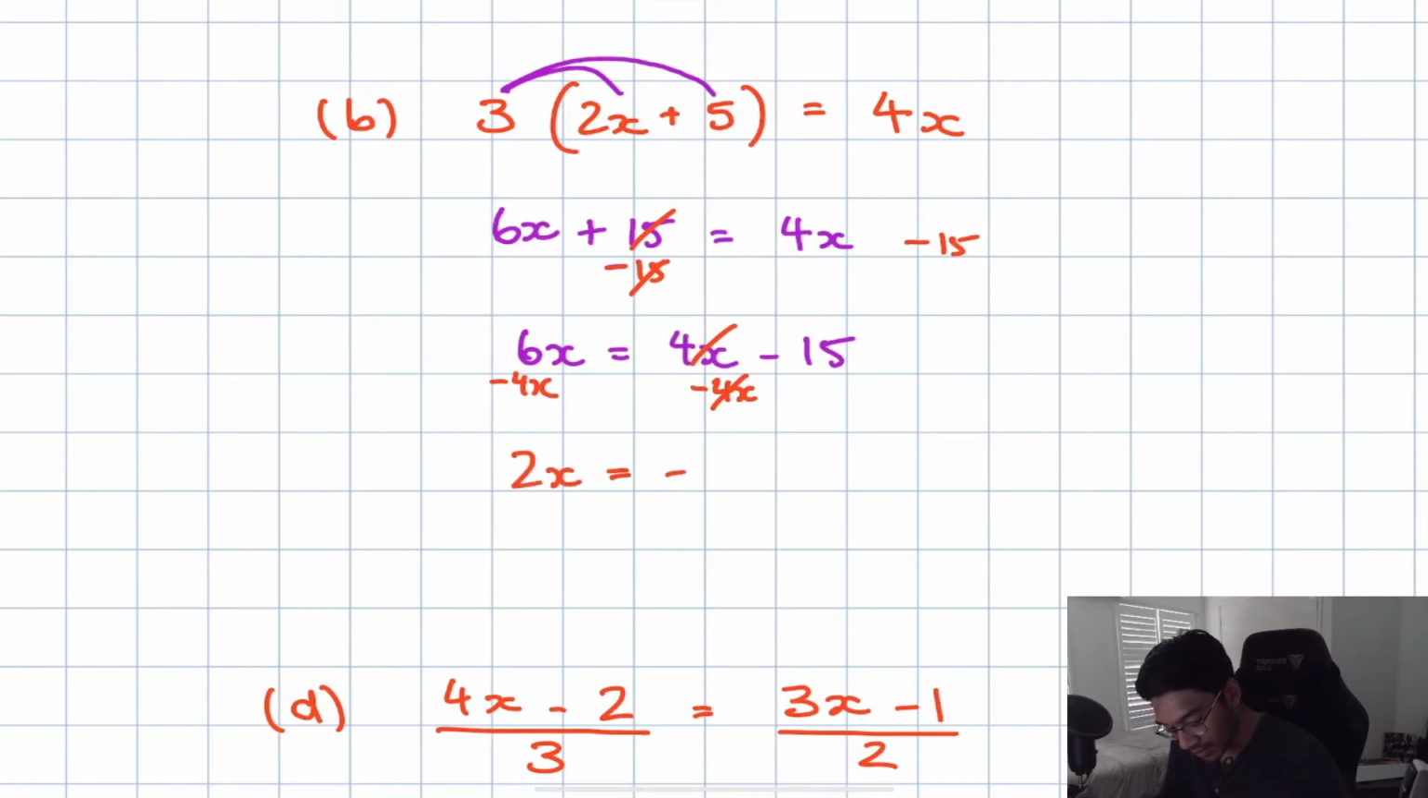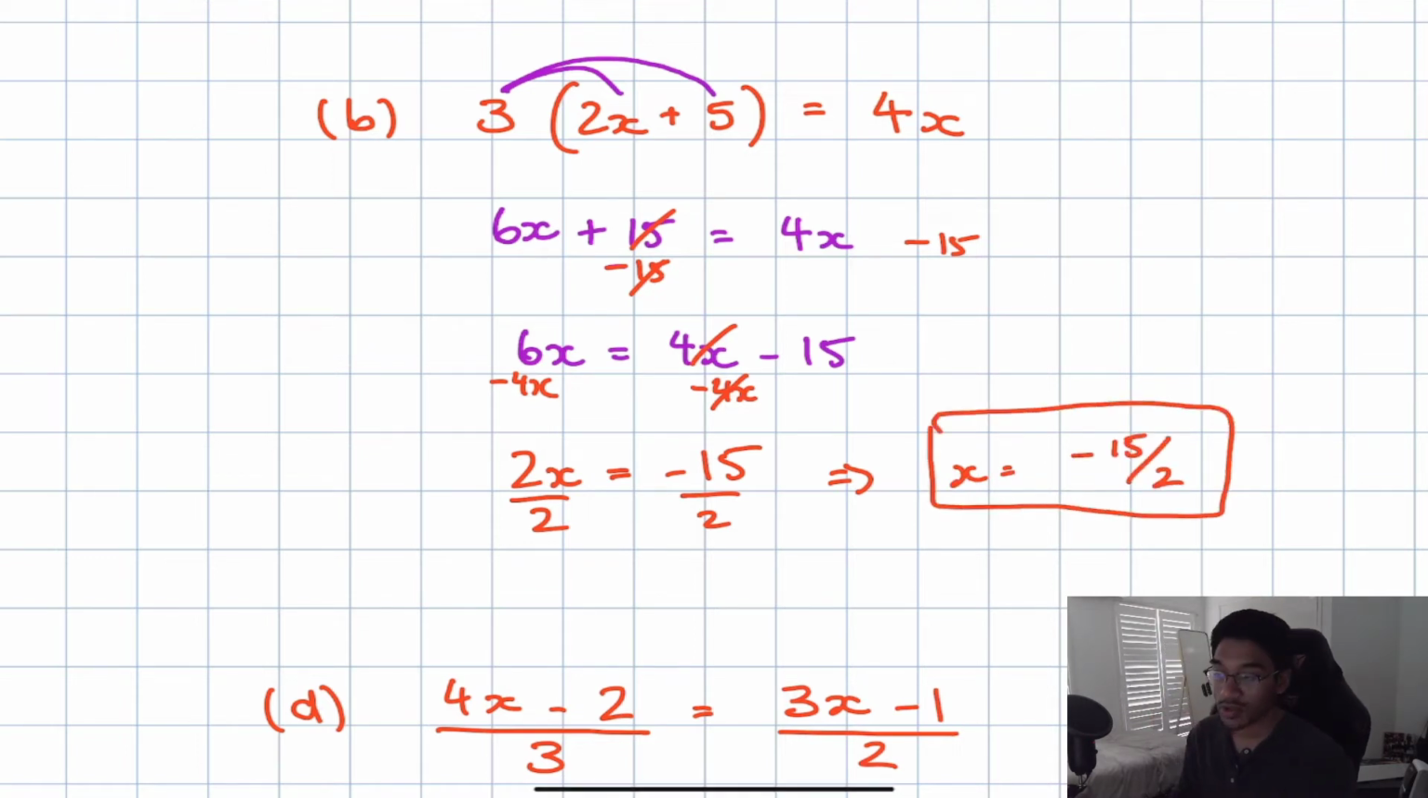And then I'm left with negative 15. And then we have 2 times x is equal to negative 15. Opposite of 2 times something is divided by 2. So I'm going to divide both by 2. Divided by 2, divided by 2. And I get a final answer of x is equal to negative 15 on 2. And that's my final answer. And then using substitution, you guys can do that on your own or just put it in the calculator. And that's how I do that one.